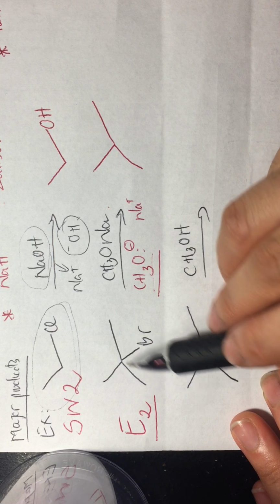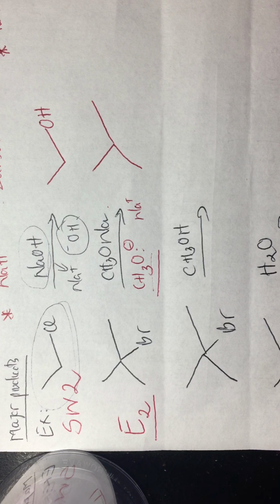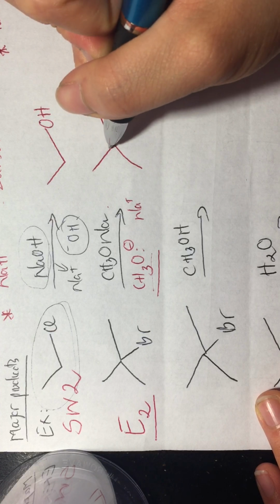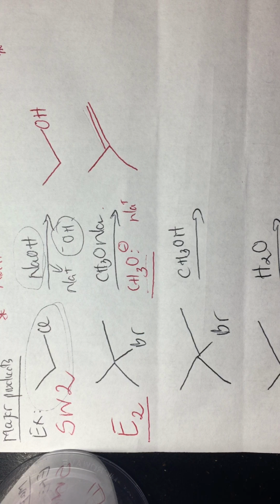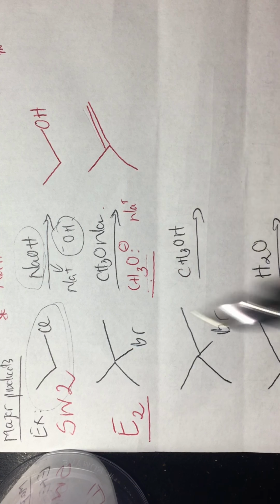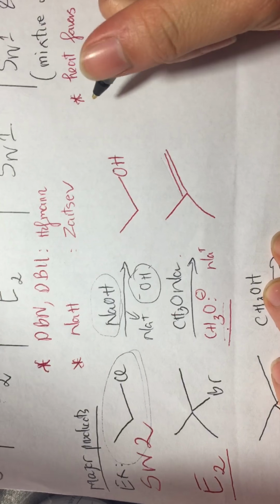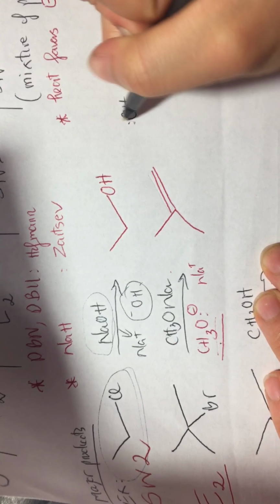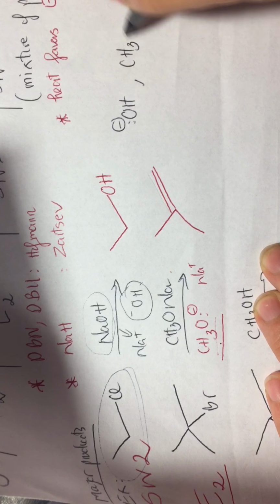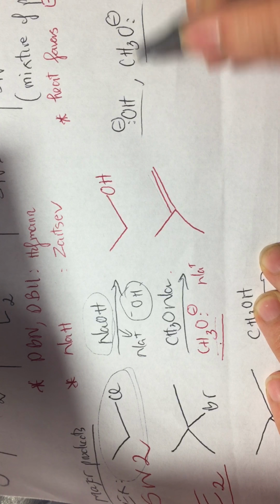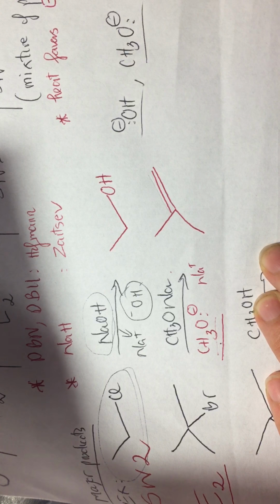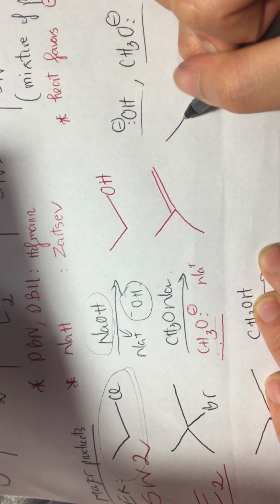However, in this case, we don't have a choice between Zaitsev or Hofmann. So in any case, it will give you only one product. But in case you can have either Hofmann or Zaitsev with a small base, it will favor the Zaitsev product. And from here, I also want to point out that a small base is a base like OH-, this, or CH3O-. You can see it has only a little bit, like 4 or 5 atoms. It is small, but this is a bulky base.